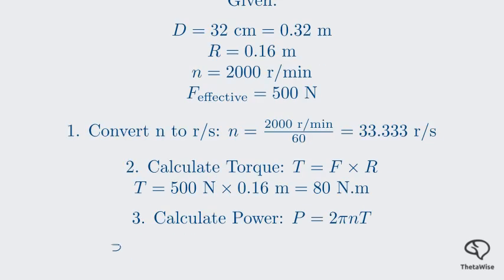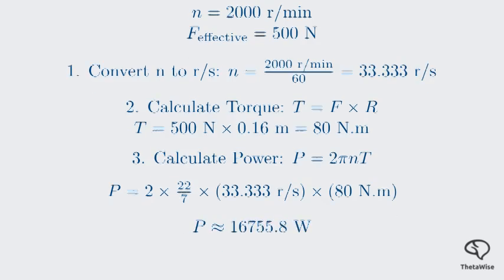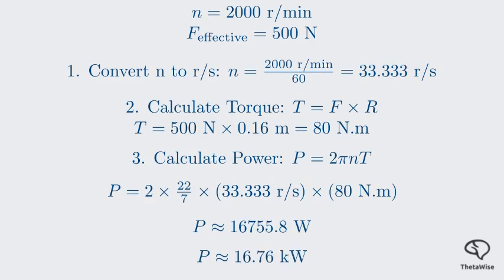Now we can calculate the power. P equals 2 pi n T. P equals 2 times 22 over 7 times 33.3 times 80. This calculates to approximately 167,555.8 watts. Converting to kilowatts, we get approximately 16.76 kilowatts. This is the power transmitted by the belt.